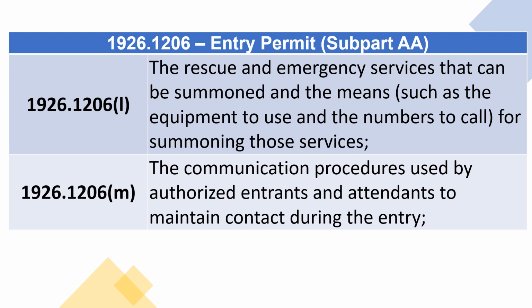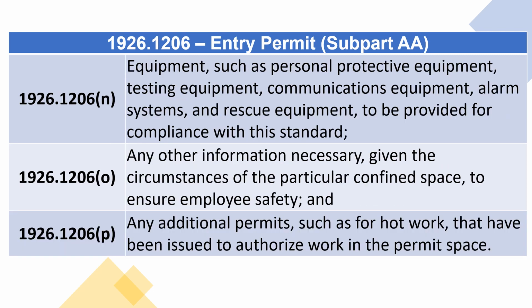(l) The rescue and emergency services that can be summoned and the means, such as the equipment to use and the numbers to call, for summoning those services. (m) The communication procedures used by authorized entrants and attendants to maintain contact during the entry. (n) Equipment, such as personal protective equipment, testing equipment, communications equipment, alarm systems, and rescue equipment, to be provided for compliance with this standard. (o) Any other information necessary, given the circumstances of the particular confined space, to ensure employee safety, and (p) any additional permits, such as for hot work, that have been issued to authorize work in the permit space.